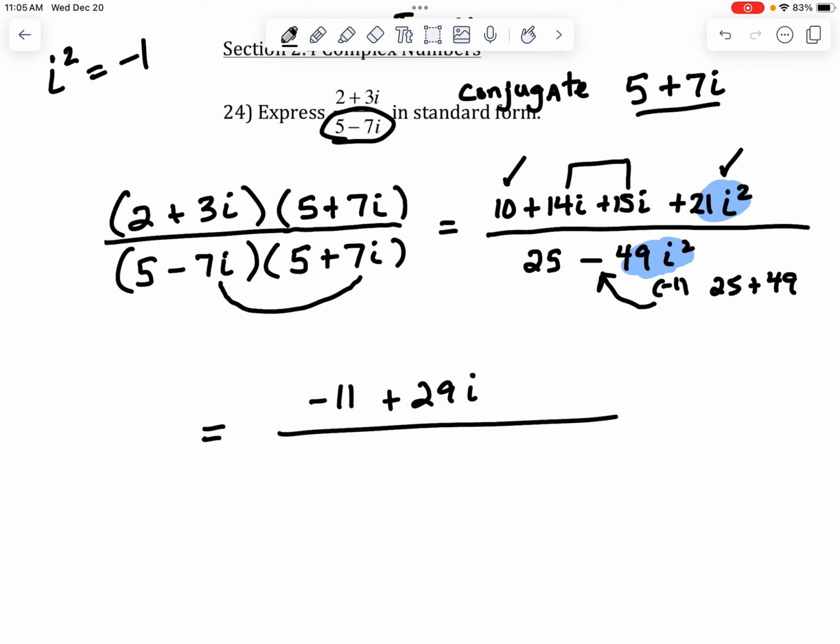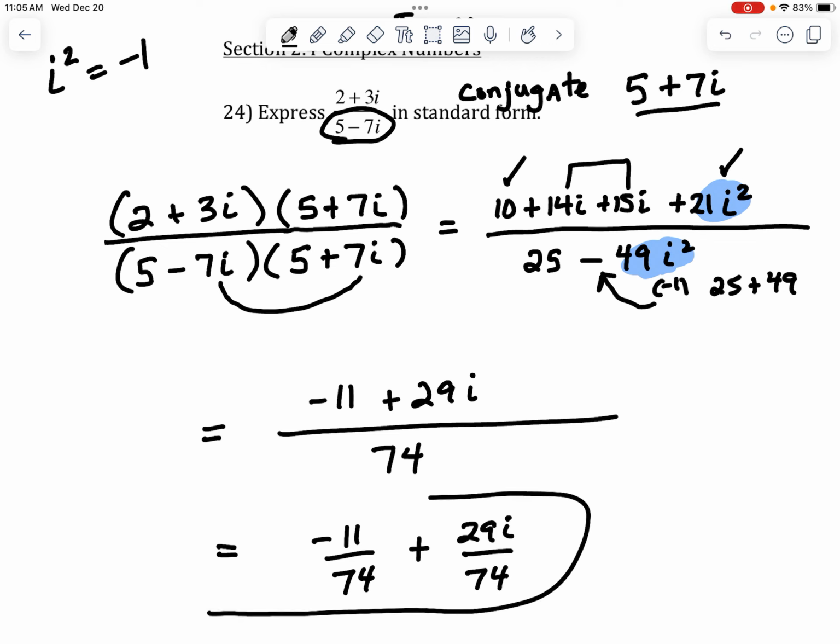And then that equals 74. And then we're basically done, although it did say put it in standard form. So that would be negative 11 over 74 plus 29i over 74. And then that is standard form. And then I want to show you how to do it on the calculator to check your answer.